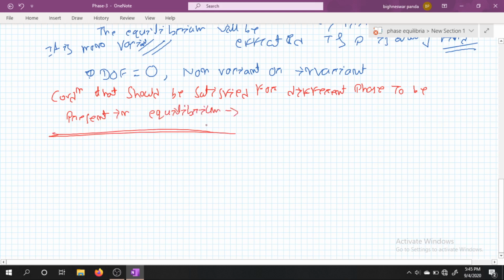So what are the conditions that should be satisfied for different phases to be present in equilibrium? That is phase equilibrium. In phase equilibrium, what are the conditions for the phases to be present in equilibrium? Here, three conditions. One condition is thermal equilibrium.